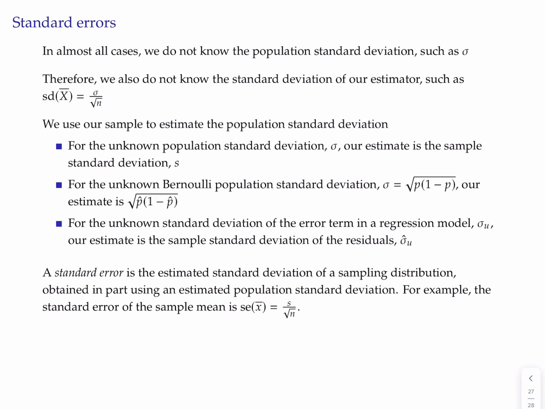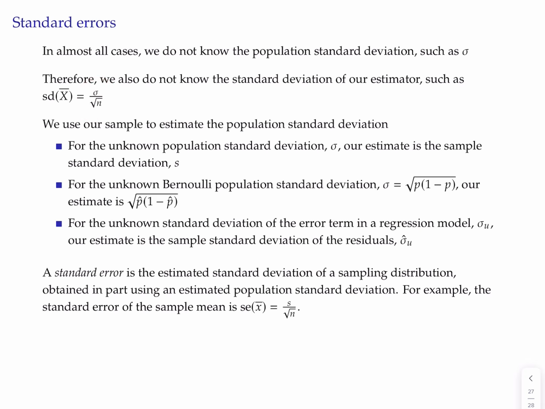If we're working with a sample mean, we have this sigma in the numerator. We don't know the value of the population standard deviation, but it makes sense to, in place of that, maybe use the sample standard deviation S. So instead of sigma over root n, we would maybe use S over root n as an estimate.